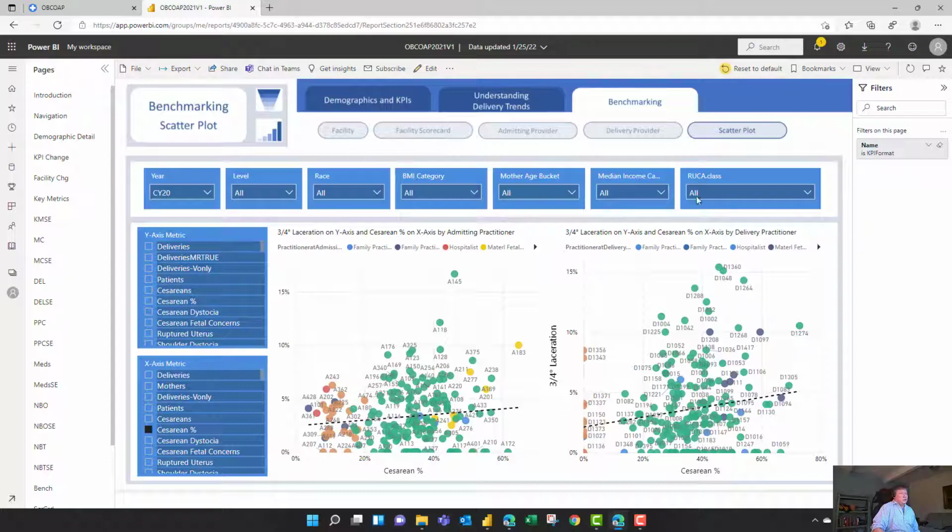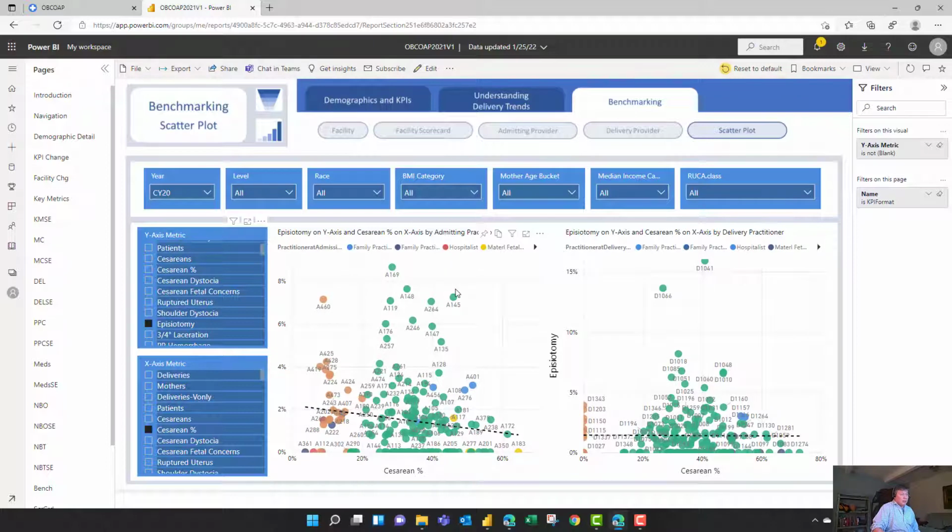Let's go and choose cesarean percentage, and then let's look at 3 to 4 degree laceration. So let's look at episiotomy instead. And then all this data is going to change to reflect that, which I think is really, really cool. So there's a lot to look at and a lot to learn here.